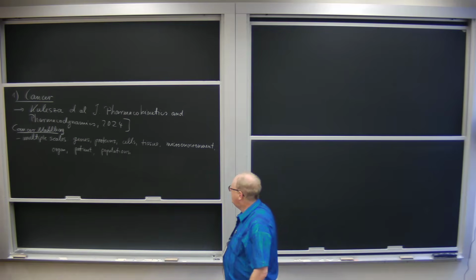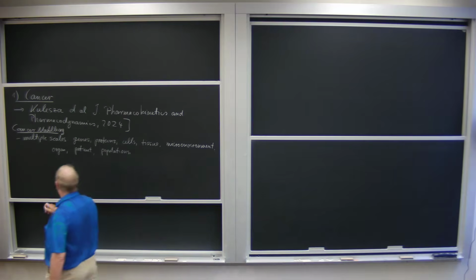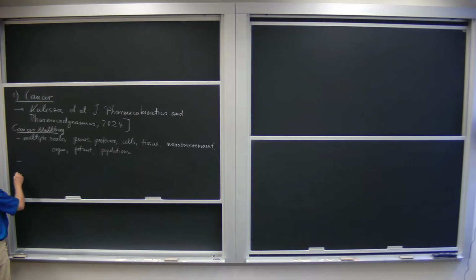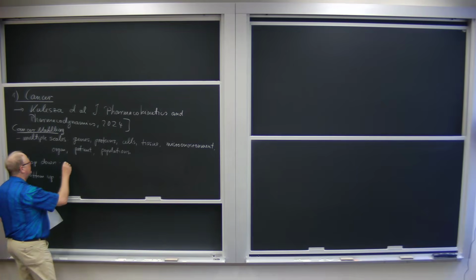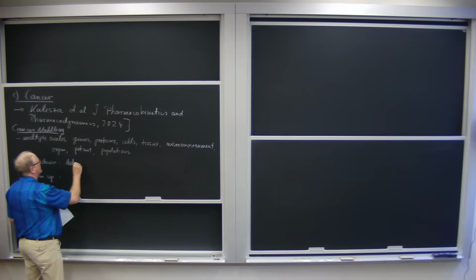Very good. So these authors, Kuleshta and so on, they identify two ways we can get a handle on this type of modeling, and they just call it top down and bottom up. So what do they mean by this? Top down, they just mean the data inform the models.